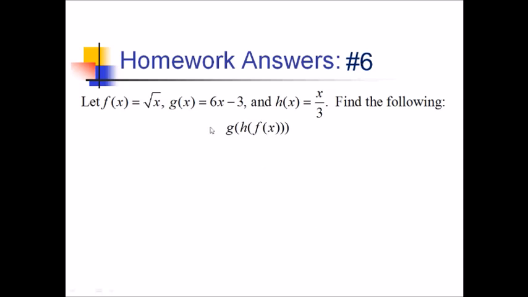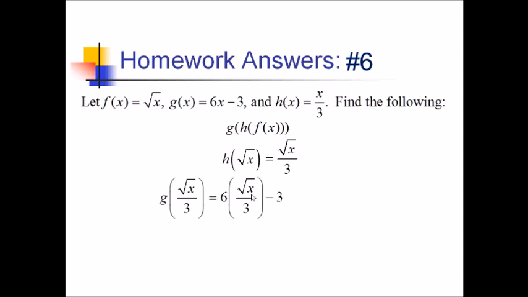For number 14, we're doing g of h of f of x. F of x is just the square root of x, so we're really just doing h of the square root of x then. That's going to just be the square root of x over 3. And then this expression is going to get plugged into the outermost function of g. So g of radical x over 3 is going to be 6 times radical x over 3, all that minus 3. The 6 and the 3 cancel, so you just have 2 radical x, and then we still have that minus 3 out there.